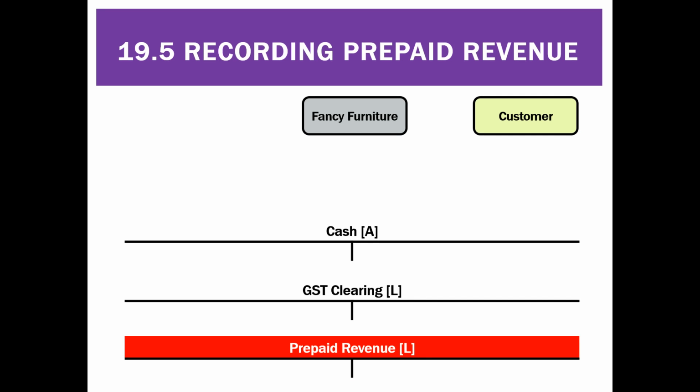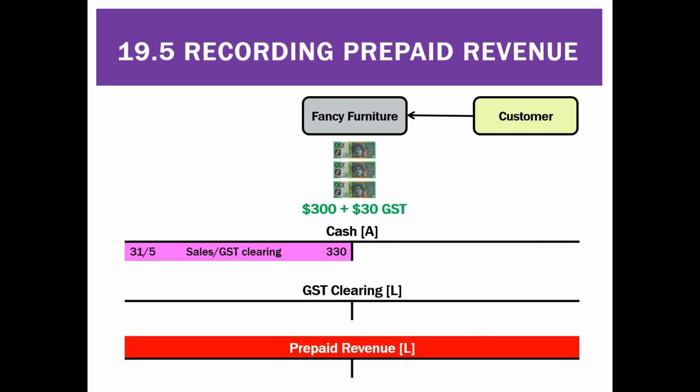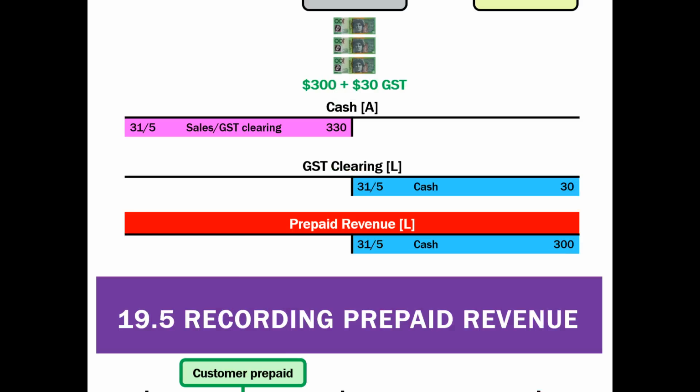So what we'd say is when we get the money, we're going to call it $300 plus $30 GST. We've got cash, so that'd be a debit. And then in the previous video, we learned that GST goes up as per usual. But what's different is we don't call the $300 a revenue. What we're going to do is call it a liability called prepaid revenue. So we put it in there.